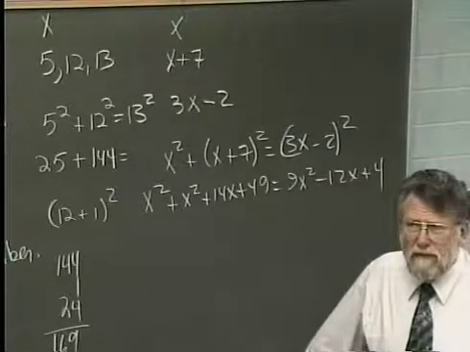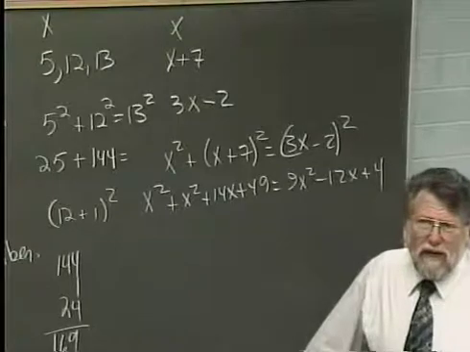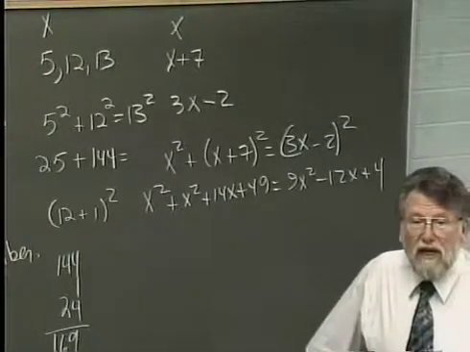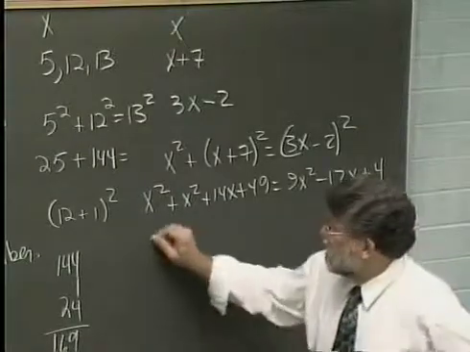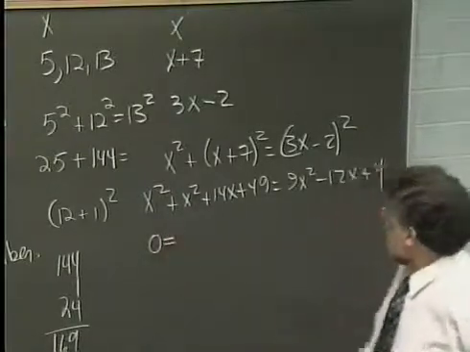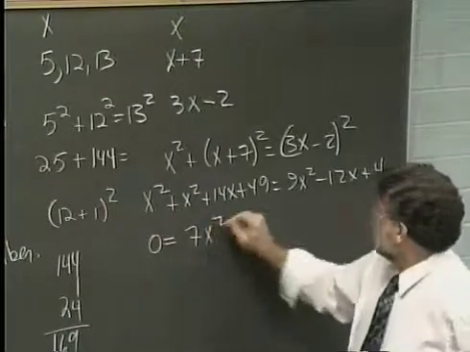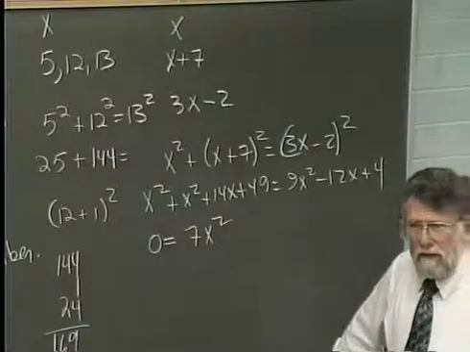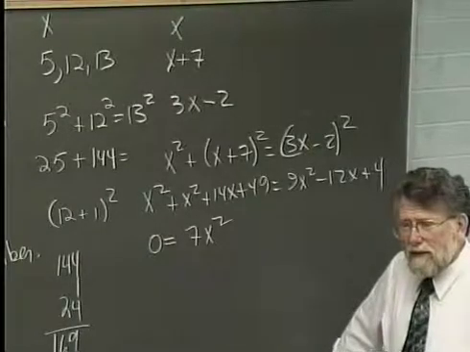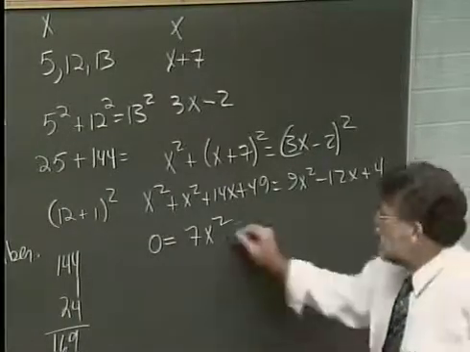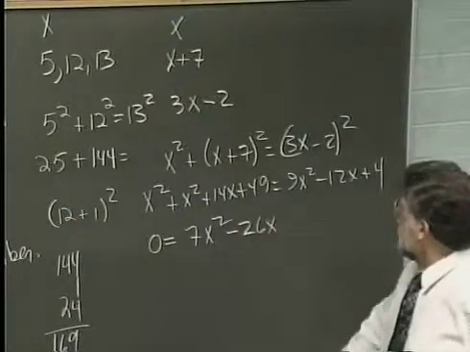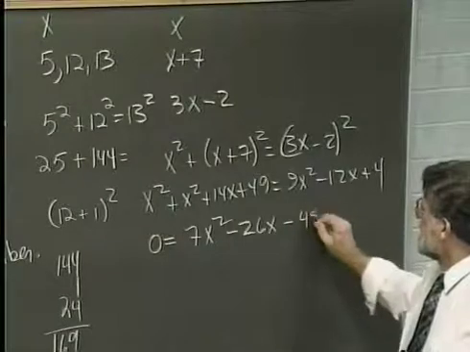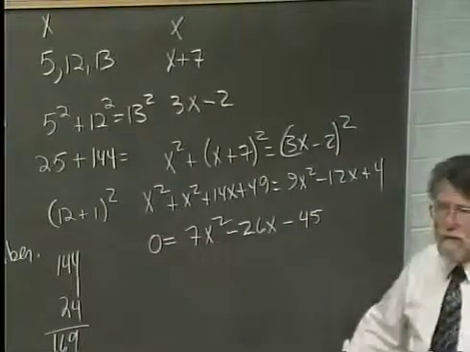Next step is to do what? Well, you could bring everything to the left side, and then you'd have a negative x squared. So why don't we bring everything to the right side. So 0 is on the left. Then I'm going to have 7x squared on the right. Then what? Minus 26x on the right. And do we agree?